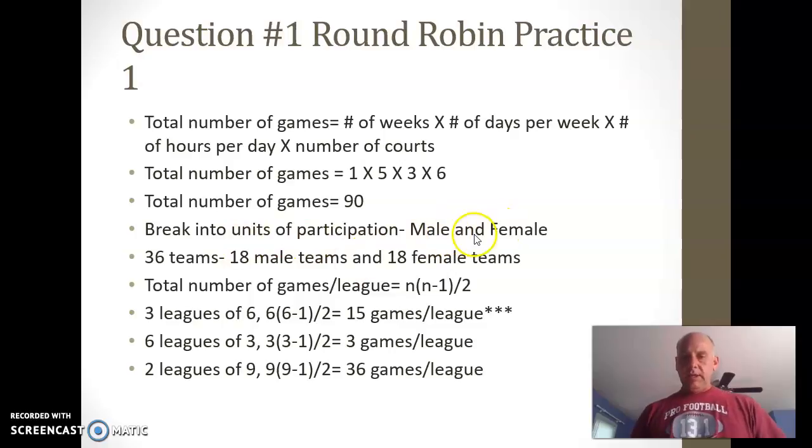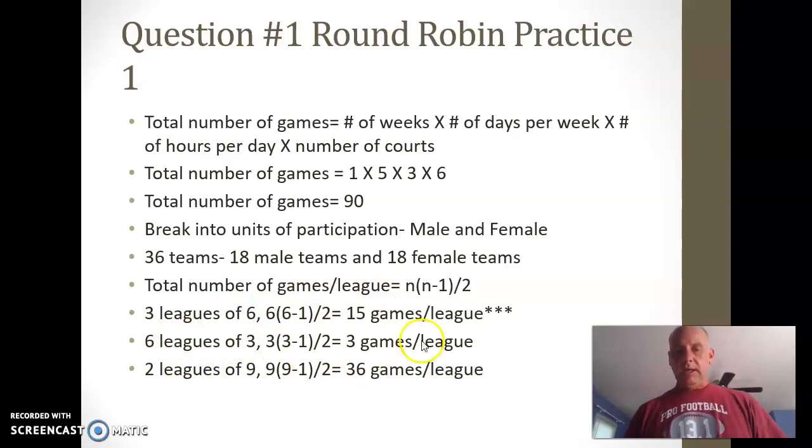We broke our units into males and females. We have 36 teams, 18 males, 18 females. So what we decided is, we have 18 teams. We could break it into 3 leagues of 6, 6 leagues of 3, or 2 leagues of 9.